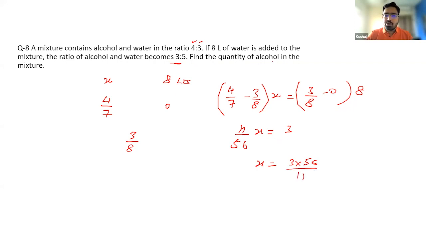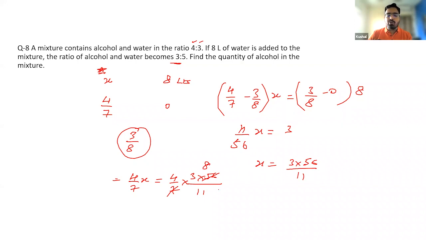Now, what is the question asking you? Find the quantity of alcohol in the mixture. Now, understand this thing. In this final mixture, the alcohol is coming only from this part. So whatever is the quantity of alcohol over here will be the quantity of alcohol over here as well, right? So what am I going to do? I'm going to say 4/7 of x will be alcohol, right? And what is the value of x over here? 4/7 into 3 into 56 divided by 11. 7 8s are 56 and 8 3s are 24. 24 into 4 is 96/11. That will be the quantity of alcohol, 96/11 liters as the answer for this question, right?